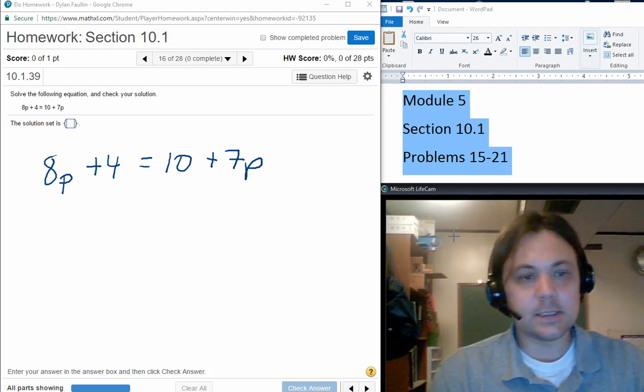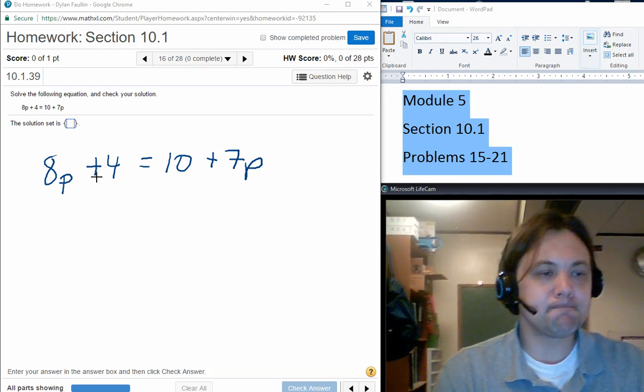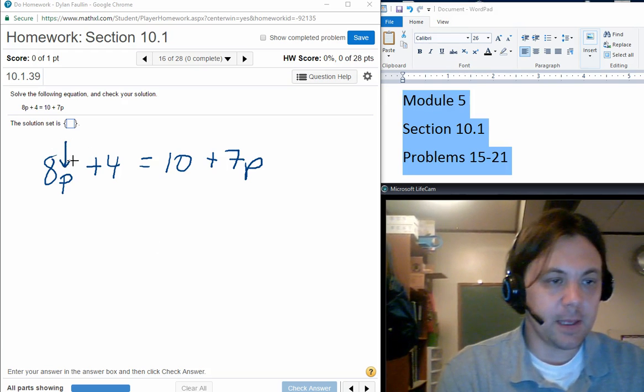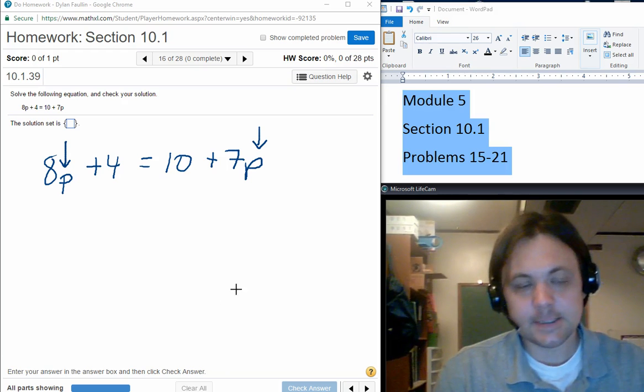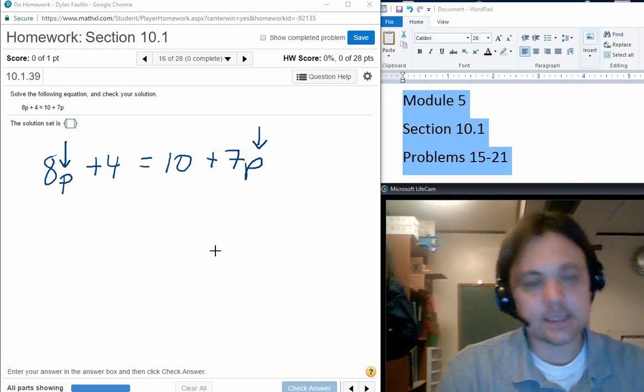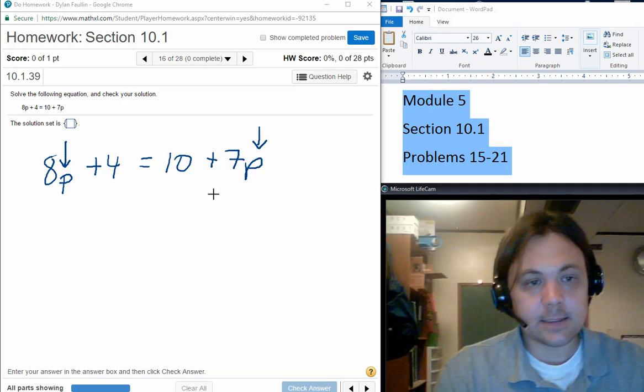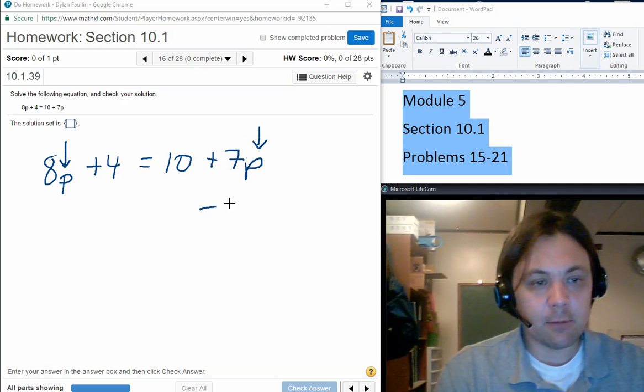So using the same reasoning that we did in the previous problem, I'm trying to solve for this variable p, which is on both sides of the equation. And I'm not going to be able to solve for it while it still exists on both sides. So I need to get rid of it from one side of the equation. So I'll elect to get rid of it from the right-hand side by reversing this operation. So the opposite of adding 7p would be to subtract 7p. And that's going to cancel it right out.